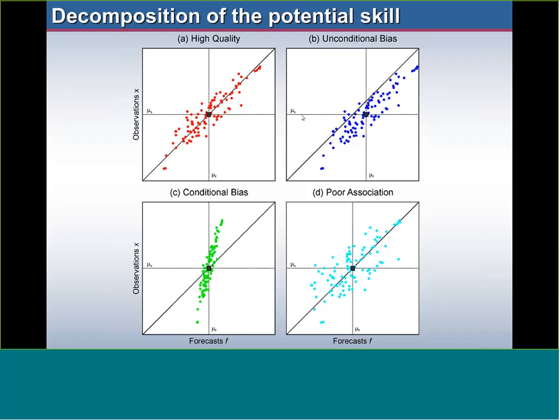biases. Furthermore, you could have an even stronger linear relationship in the bottom left panel, but one such that it doesn't align along the one-to-one line, which is where we want it to be. And so there is a slope issue. The linear relationship is tilted with respect to the target one-to-one line. And then finally, we have this poor association, where there is quite a bit of scatter between the forecast and the observation.